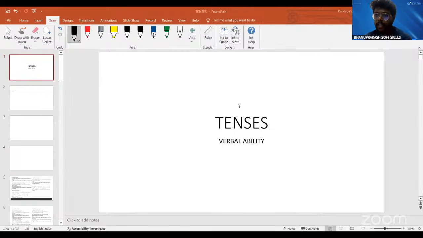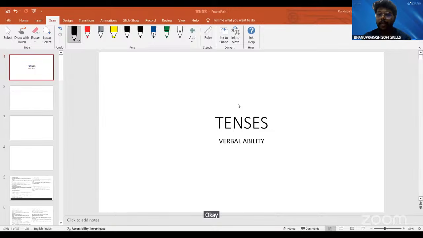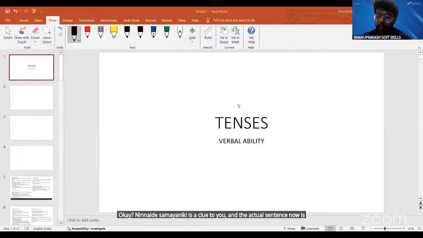నిన్న ఇదే సమయానికి is the clue word to you. The reason why I'm mentioning clue word here is you don't need to change that clue word. You just change the actual sentence. Just take that clue word as a clue. Okay. నిన్న ఇదే సమయానికి is the clue to you. And the actual sentence now is నేను ఇంటికి వెళుతూ ఉన్నాను.